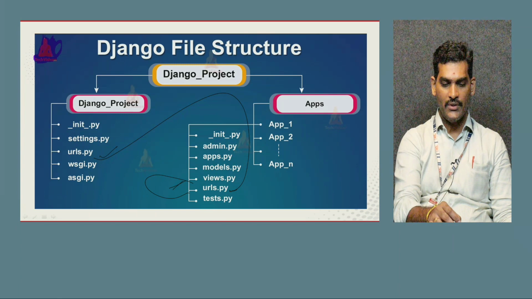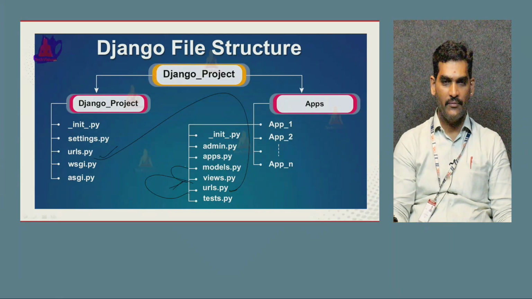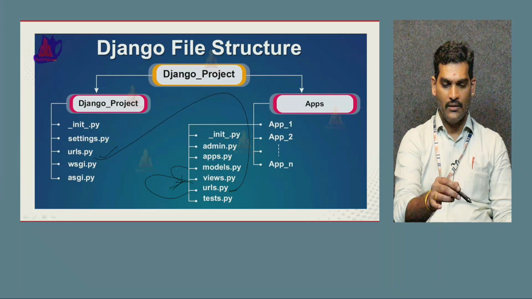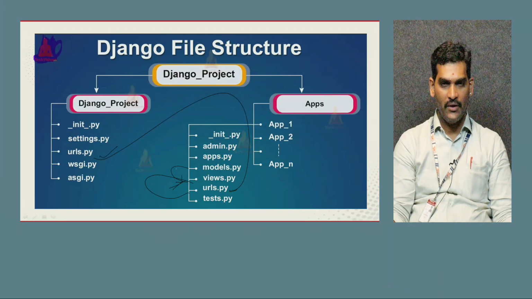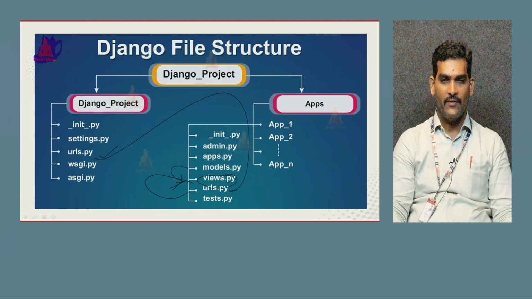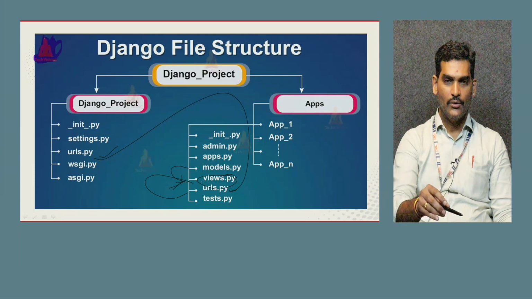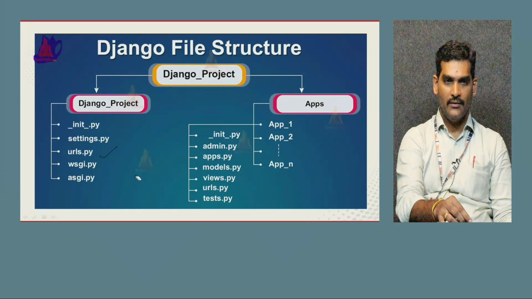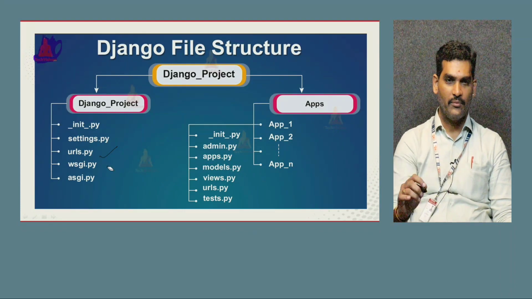And from views, if any models-related or database-related things are required, it will extract from models.py. The views will extract everything, as we saw in the previous slide. So hope you understood that whenever a project is created, by default the urls.py will be there.